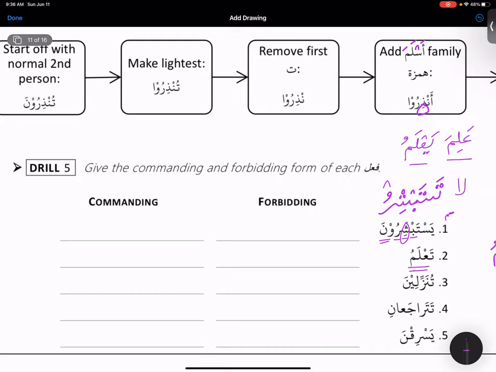And now we can turn that into forbidding first. That would be la ta'lam. And Amar would be? I'lam. Very good. I'lam, not alam, even though the middle root letter has fatha. But our helper Alif will get a kasra. So I'lam.